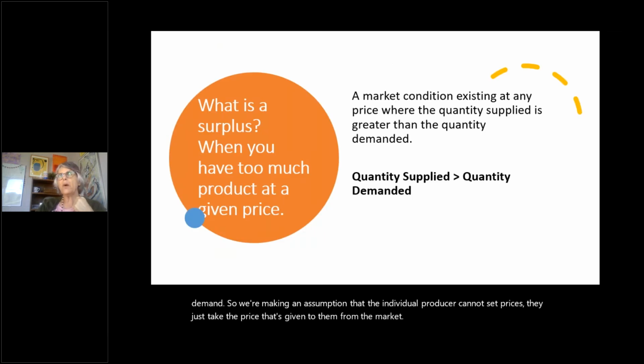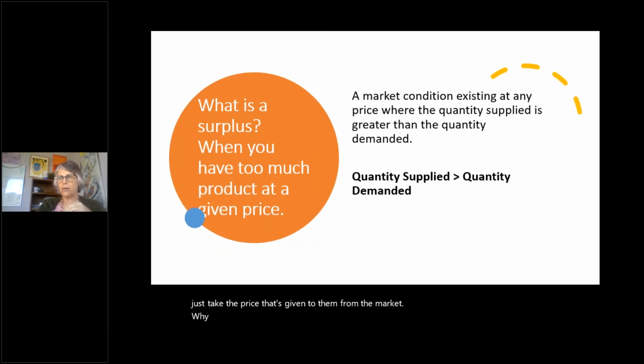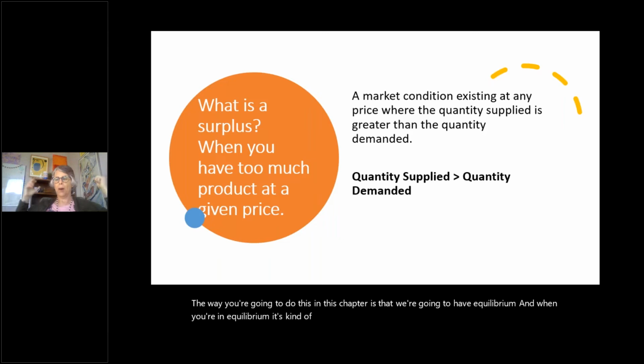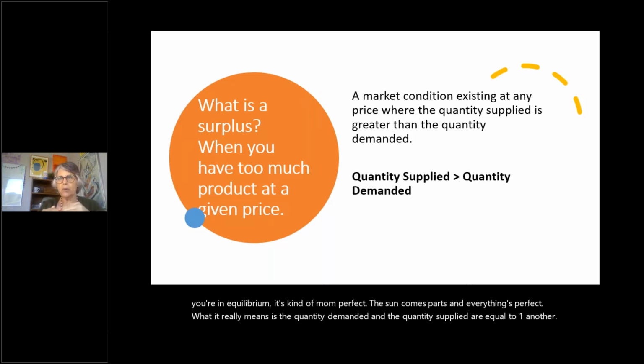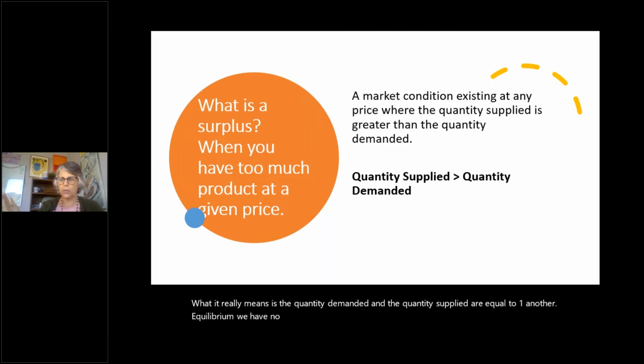The way we're going to do this in this chapter is that we're going to have equilibrium. And when you're in equilibrium, it's kind of perfect. The sun comes out and everything's perfect. What it really means is the quantity demanded and the quantity supplied are equal to one another. At equilibrium, we have no surplus and no shortage. So before we get to equilibrium, we're going to go over what is a surplus and what is a shortage, and then we'll go to equilibrium.